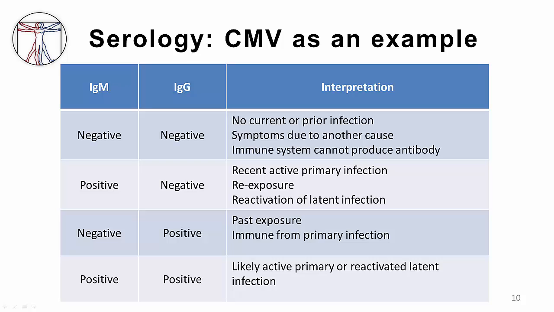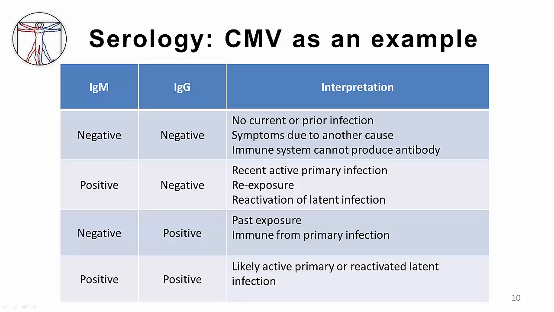Let's look at CMV as an example. If both IgM and IgG are negative, then there is no serologic evidence of current or prior infection, so chances are that symptoms that a patient is having are due to another cause. Keep in mind, though, that antibodies may not be detectable because they are unable to be produced, for example, in patients with some types of immunosuppressive disorders, including B-cell deficiencies.